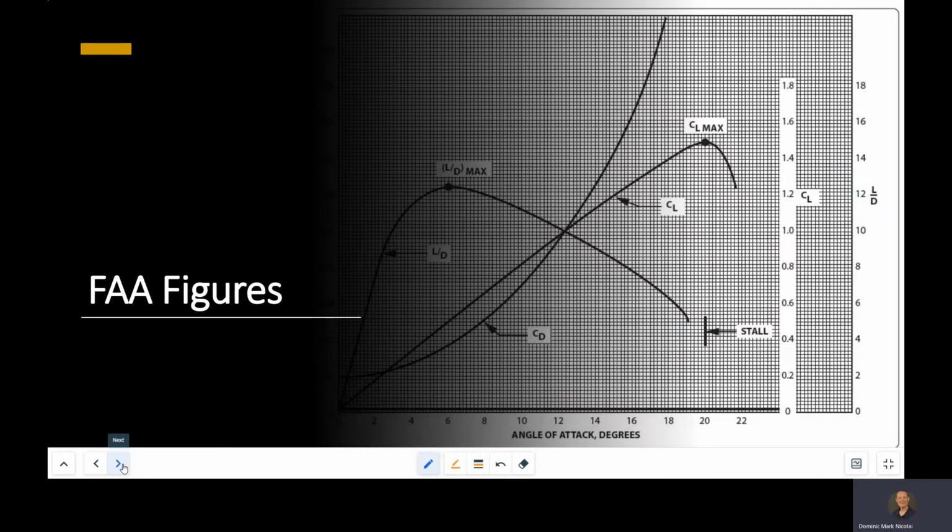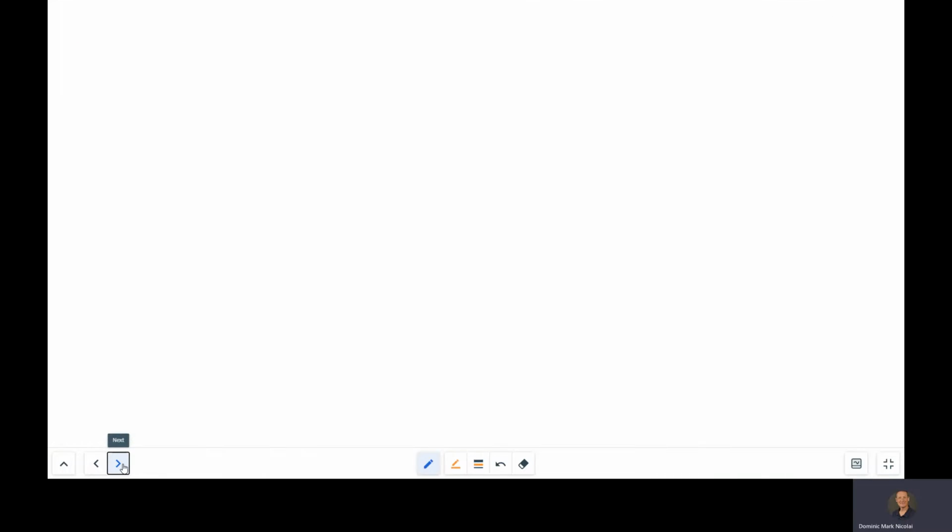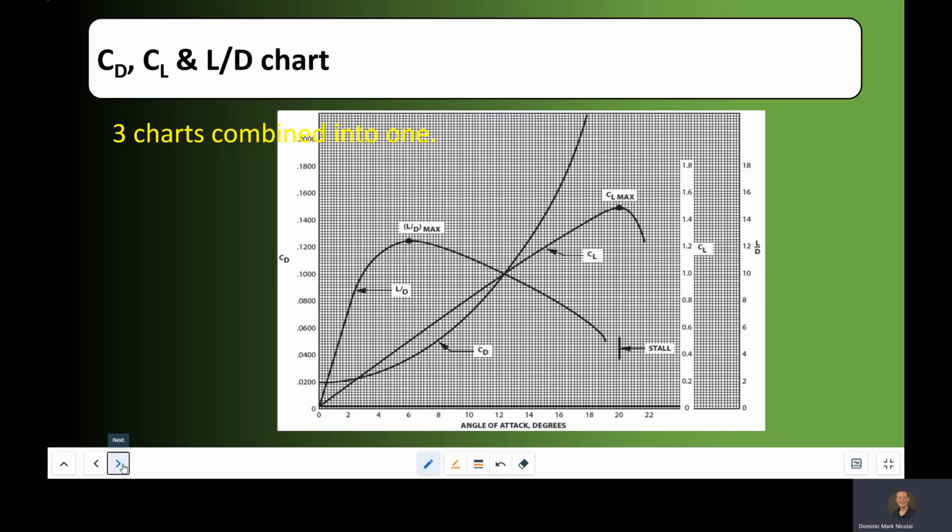We'll finish off with some figures that the FAA wants you to know how to use for the knowledge exam, and a discussion page here for your questions. The first chart that we look at might look like a bit of a monster. It's really 3 different charts combined into one. So let's deconstruct this so you understand it.